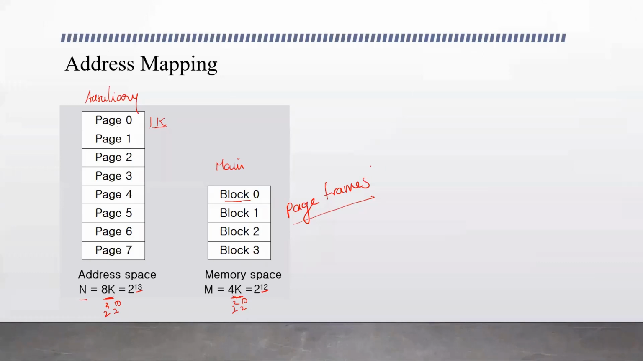Page frames or blocks mean the same: the division of memory space into smaller units. So total size available is 4K, divided into 4 blocks. Each block will have 1K words. 1K means 1024. Here the block and page size should be the same. Each page has 1024 words, so memory blocks also need to have the same size. Each block in main memory has 1024 words.